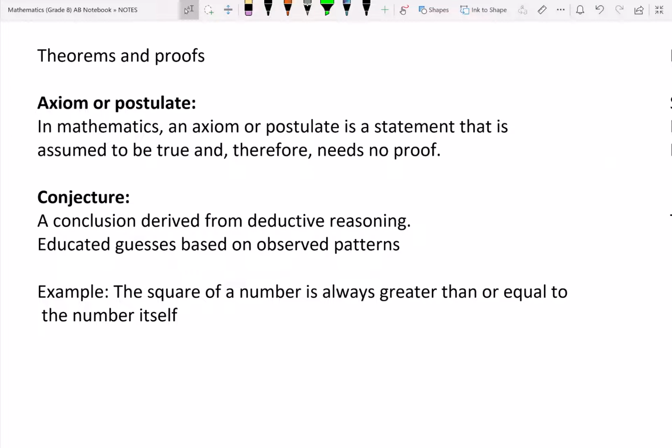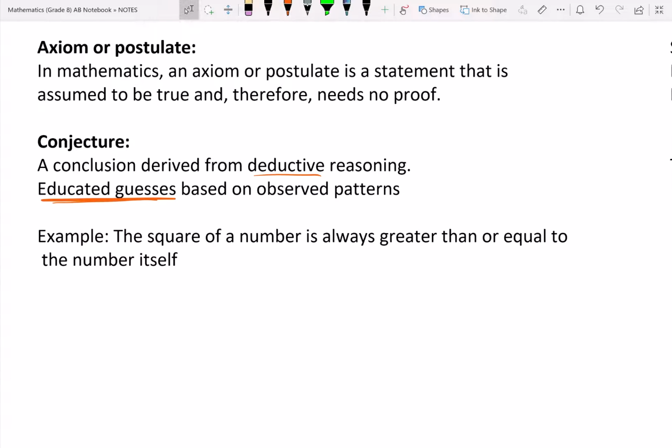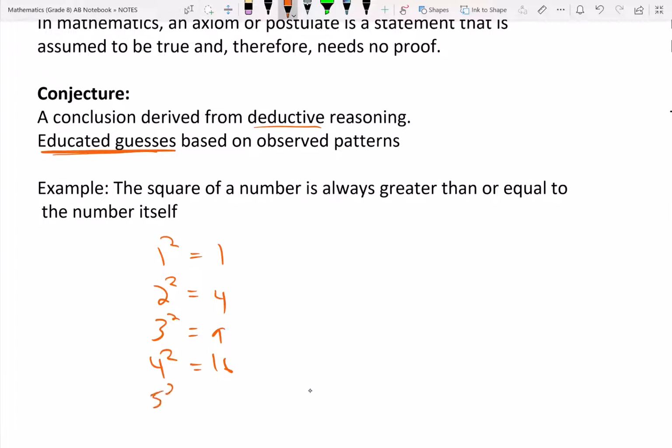A conjecture now is derived from inductive reasoning. So what this means is it's an educated guess based on observed patterns. One pattern you may have noticed as you've done some math is when you square a number. So 1 squared is 1, 2 squared is 4, 3 squared is 9, 4 squared is 16, 5 squared is 25. You might make a conjecture that says the square of a number is always greater than or equal to the number itself. For example, 1 is greater than or equal to 1. 4 is greater than or equal to 2. 9 is greater than or equal to 3. 16 is greater than or equal to 4. And you notice this pattern.